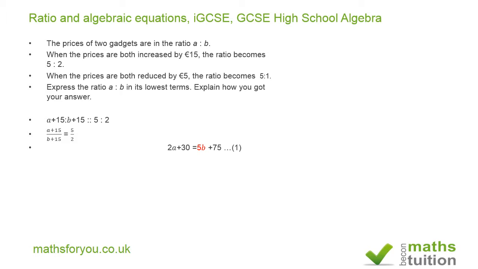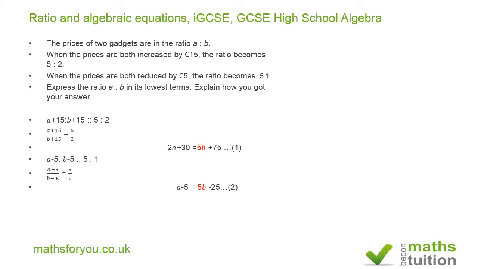Right. Now, ratios again. A minus 5 to B minus 5 is similar to 5 to 1. And if we then express this as fractions again, A minus 5 divided by B minus 5 is equal to 5 over 1. If we then cross multiply, we end up with A minus 5 is equal to 5B minus 25. And that's my equation 2.